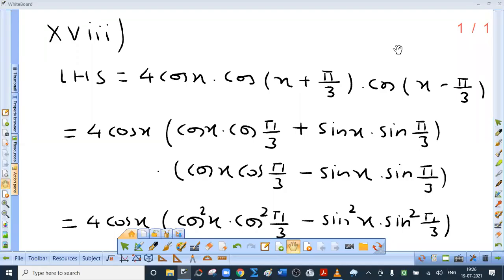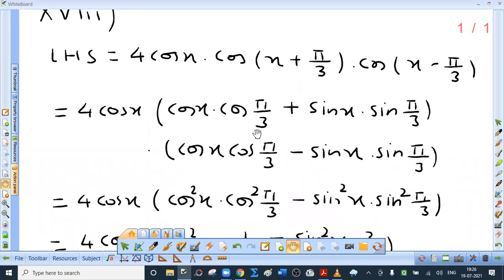Actually, in the next sum, there is some change. The sum given in the textbook is not correct. It should be like this. Make the correction. Prove that 4 cos x into cos of x plus pi by 3 into cos of x minus pi by 3 equal to cos 3x. I repeat, prove that 4 cos x into cos of x plus pi by 3 into cos of x minus pi by 3 equal to cos 3x.